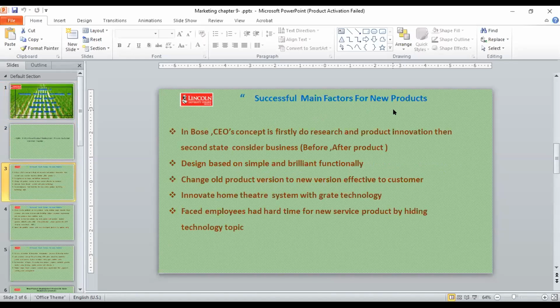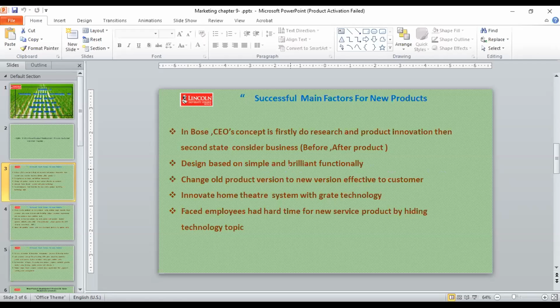As for the main factors for new products, upon studying this case, I understand that to succeed with new products, the main factors are as follows. In Bose, the CEO's concept is firstly research and product innovation. Then the second stage considers business before and after the product. I think this means research and product innovation is very important. Without perfect research and innovation, we cannot get the new product. So the before period is very important for new products, I think.